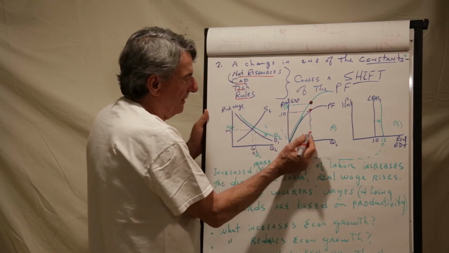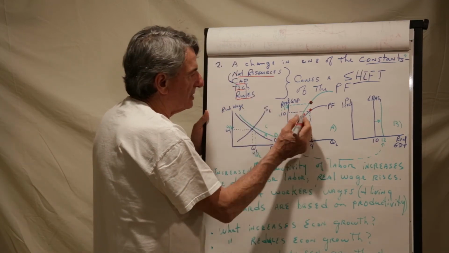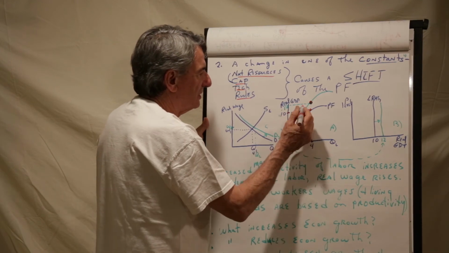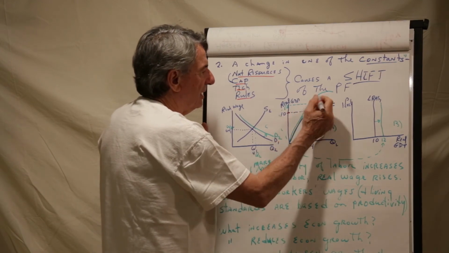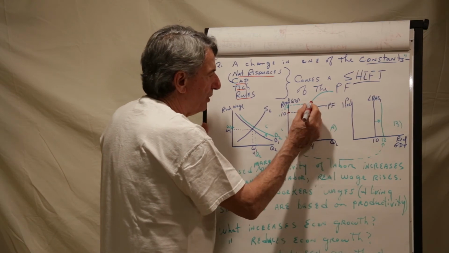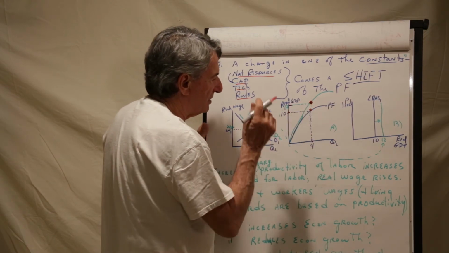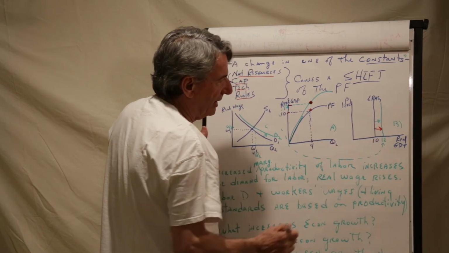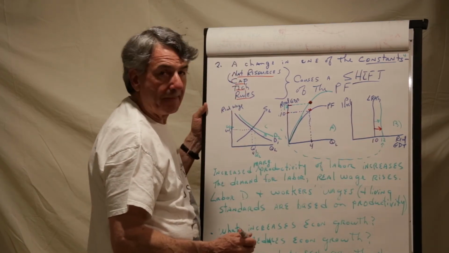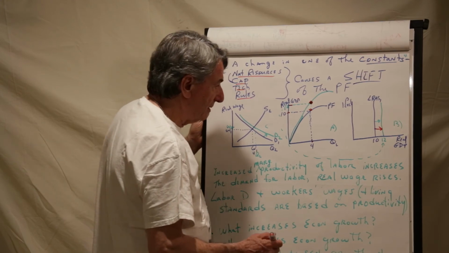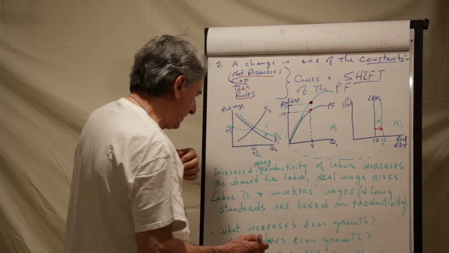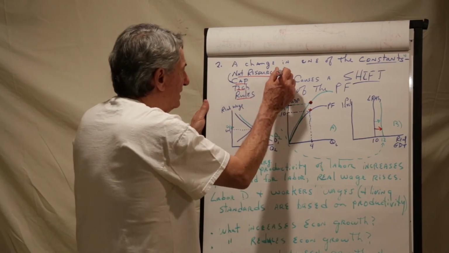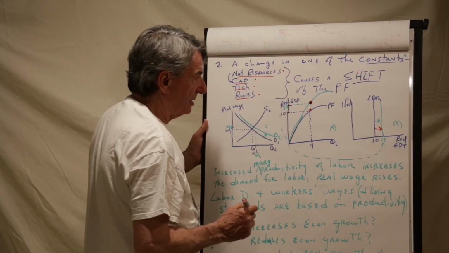Before the change in these constants, 400,000 workers would produce $10 trillion worth of goods and services. Now that something has happened that makes them more productive, it goes from 10 to 12. And that causes the long-run aggregate supply curve to shift to the right. So that's economic growth as well. And this will happen if any of these constants changes.